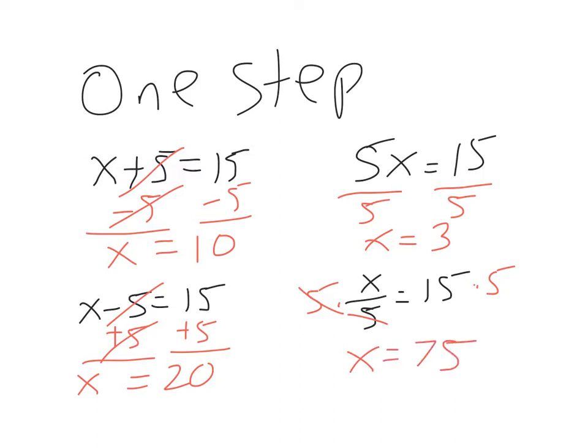So in essence, what you're looking at here is I'm doing the opposite of what I'm doing to the x. If I'm adding 5 to x, then I'll subtract 5. If I'm subtracting 5 from x, I would add 5. If I was multiplying x by 5, then I would divide by 5. And if I was dividing by 5, then I would multiply by 5. So I'm going to do the opposite of what I'm doing to the x.